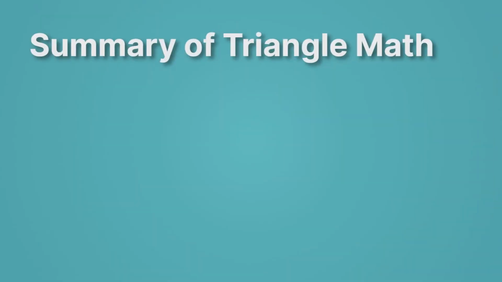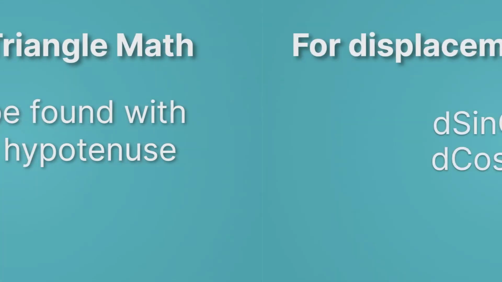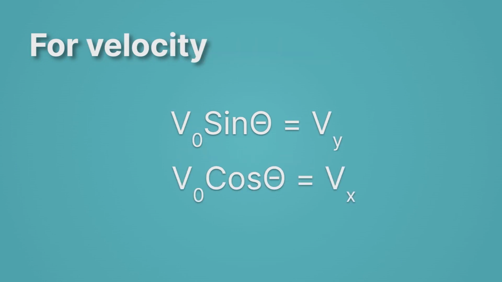All right, now what about the other triangle math we did? The one where we looked at the angles. Well, x and y can be found with an angle and a hypotenuse. And there we said that d sine theta is equal to y, and d cosine theta is equal to x. Well, just like we have those equations for displacement, as we've already seen, we have those equations for velocity. So you should write down all of these equations and realize that we use velocity and displacement in the same way in these problems. Let's now go ahead and apply these equations to solve a problem.